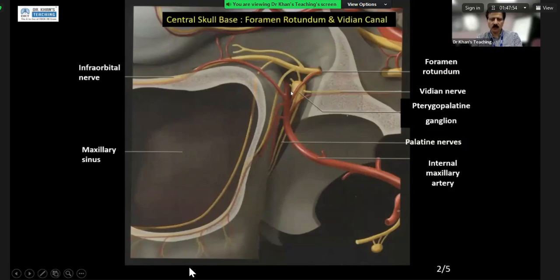And this is the pterygopalatine fossa. Anterior to that is the maxillary sinus. This is the internal maxillary artery.